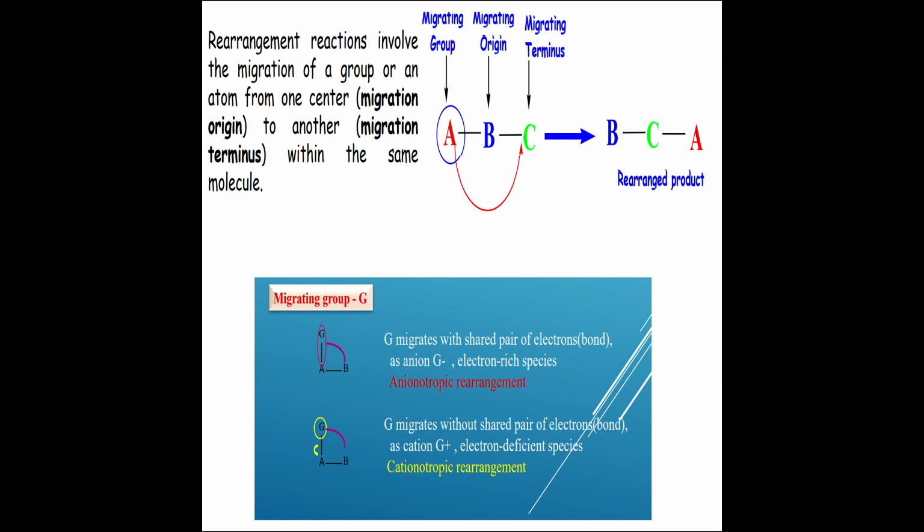See the reaction. Here A is the migrating group. It migrates from B to C. That means A is attached with B. That is the migrating origin, because A is migrating from B to C. So B is the migrating origin. It moved to carbon atom C. So that is the migrating terminus. You see the product BCA.